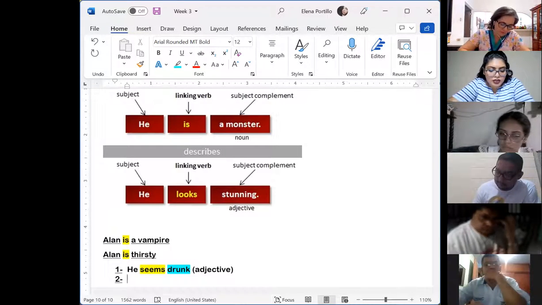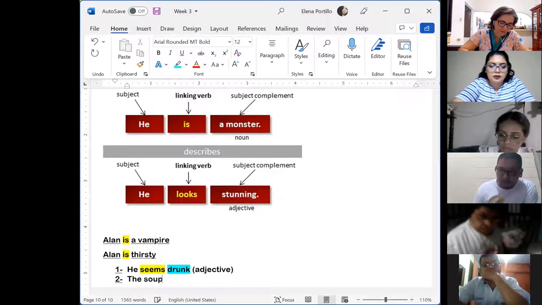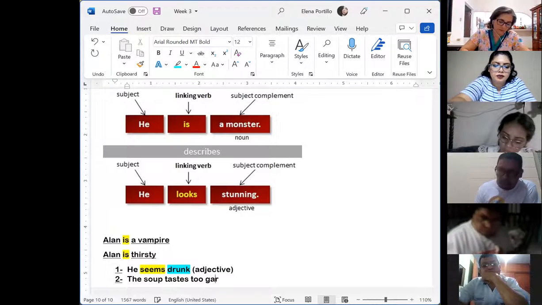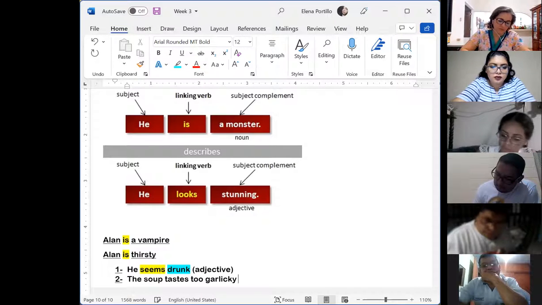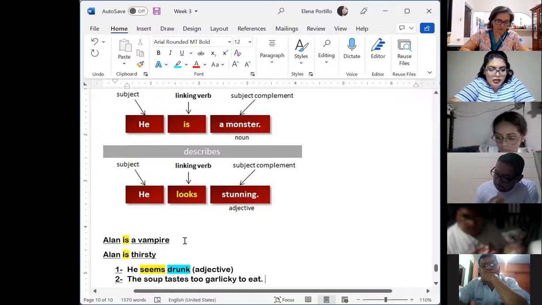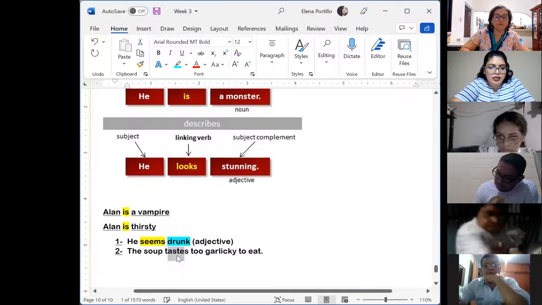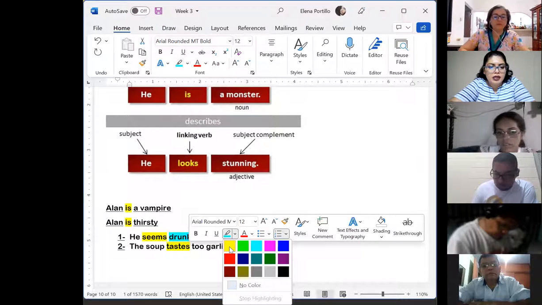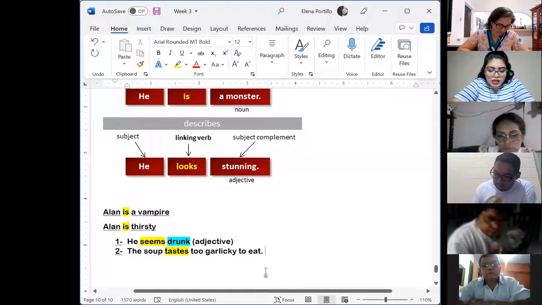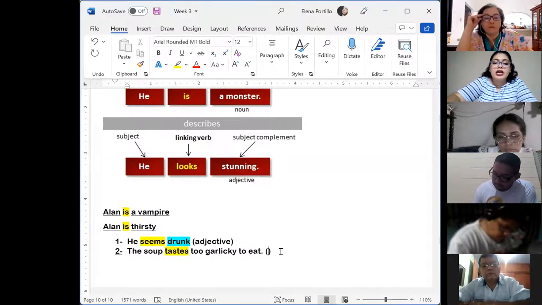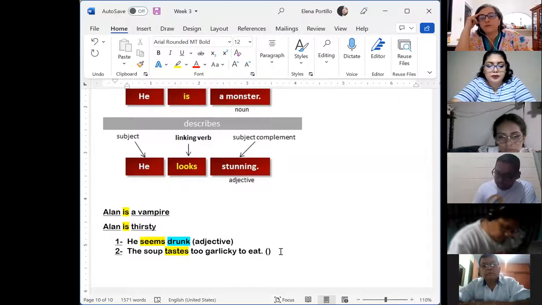Then, number 2, the soap tastes too garlicky to eat. And in this case, this one, tastes, is the linking verb. And it functions as an adjective phrase because it is describing the flavor of the soap. Adjective phrase.